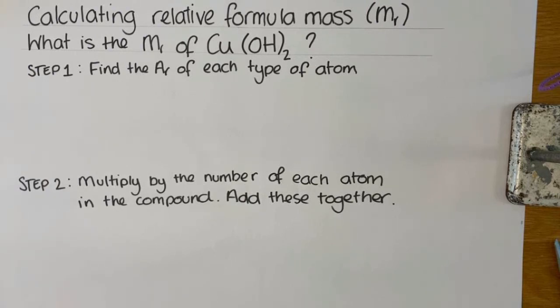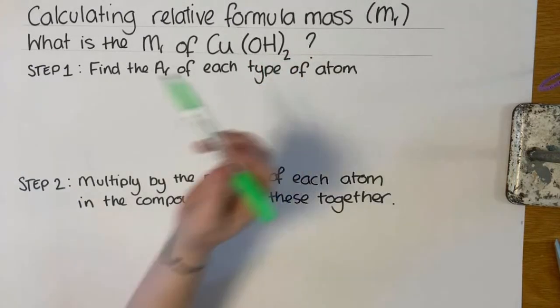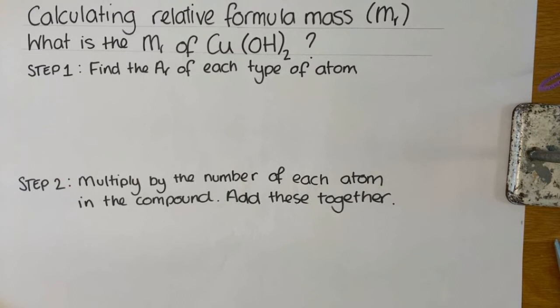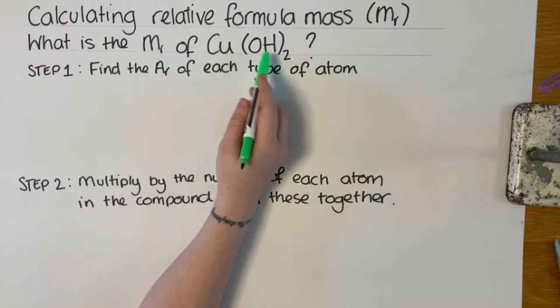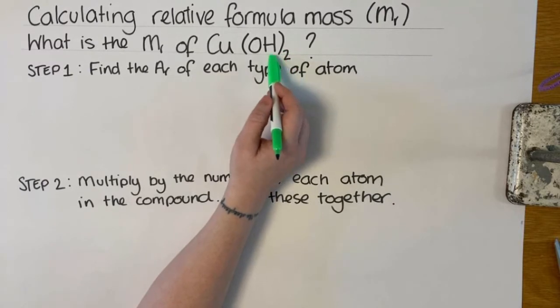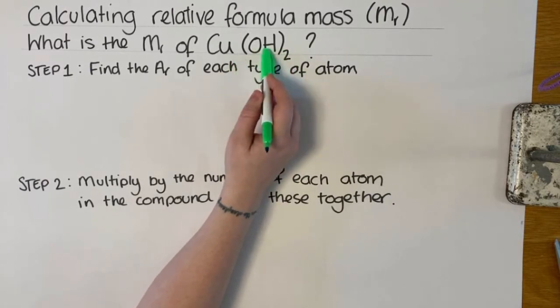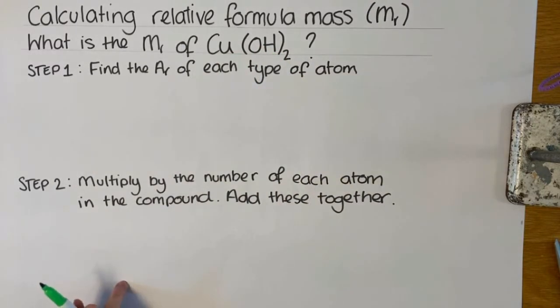The formulas of some compounds have sections that are in brackets. If you need to work out the relative formula mass of a compound like this, the steps are exactly the same as before. When we have something in brackets like this, it means that this number here, the 2, applies to everything inside the bracket. So we need to remember that when we're carrying out step number 2.